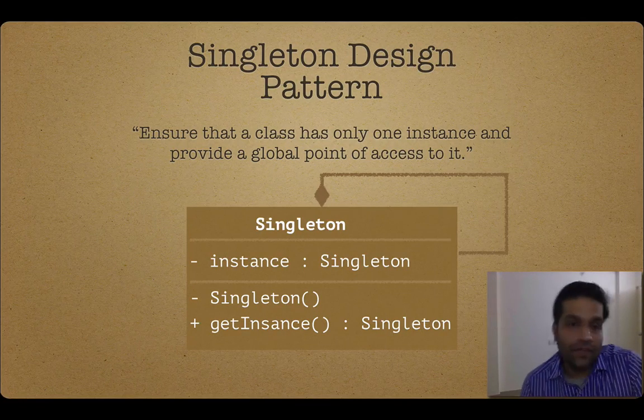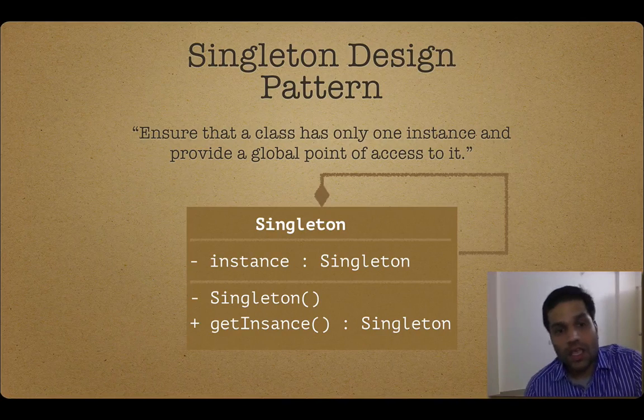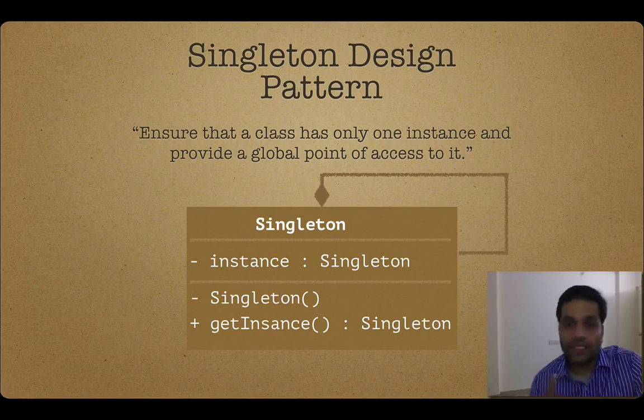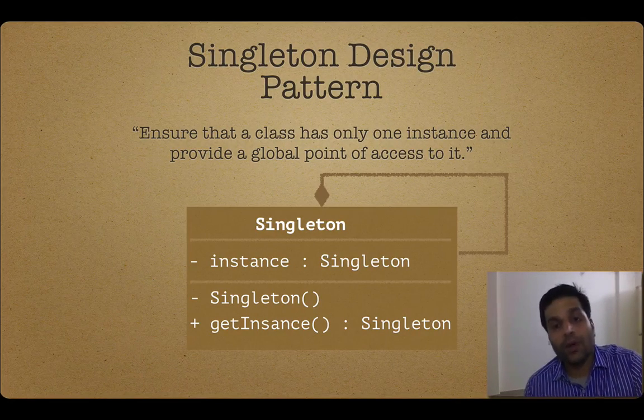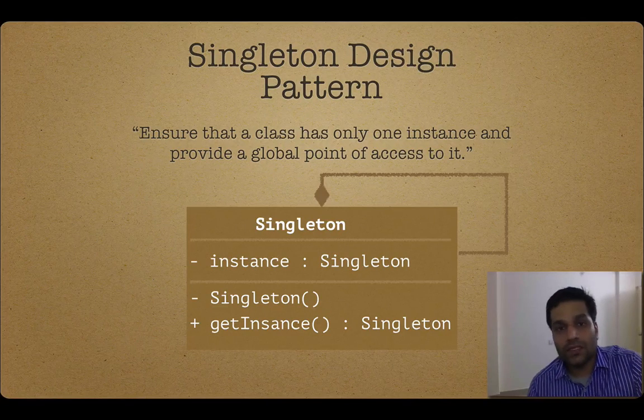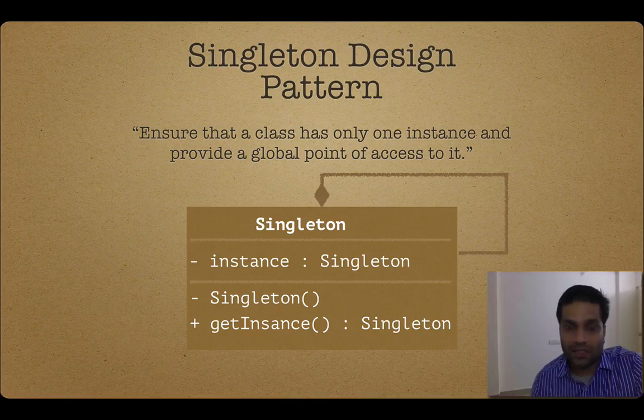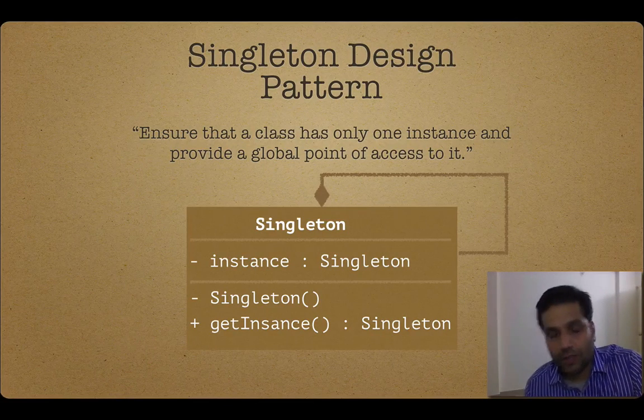So let's start with the definition. The definition says, ensure that a class has only one instance and provide a global point of access to it. That means across your application, you're going to have only one instance of that class ever created. And whenever you need it, you're not going to create it using a new keyword. Instead, you're going to use a well-defined global point of access to it.